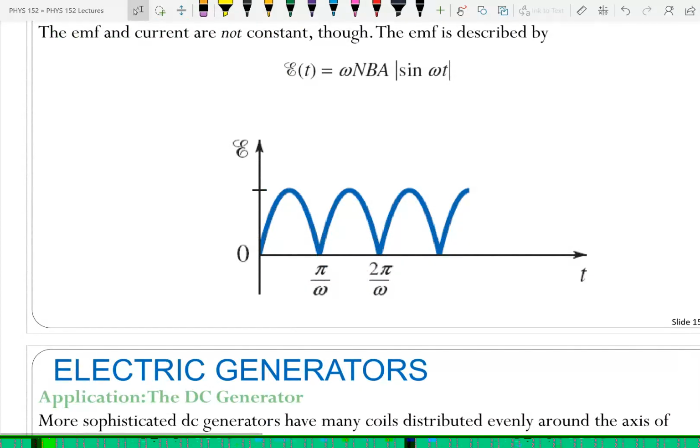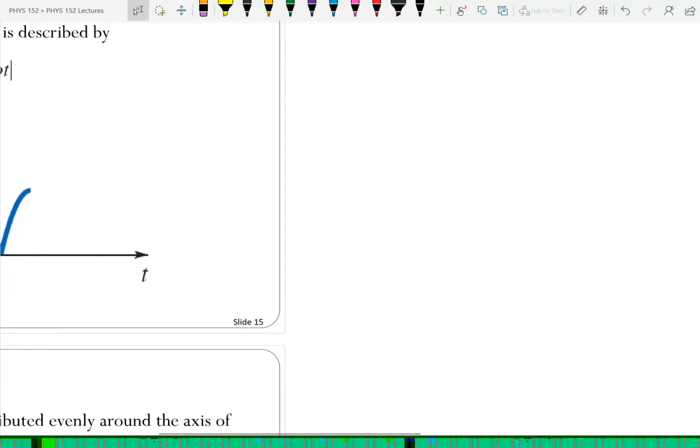Well, one thing we could do would be use a split commutator again. A split commutator would allow me to reverse the polarity every time it goes negative. And so I would have what we call a rectified signal. There's another way of doing this. The other way of doing it is using what we call diodes. Diodes are essentially little devices that will allow current to flow one way and not the other. And so you make what we call a diode bridge.